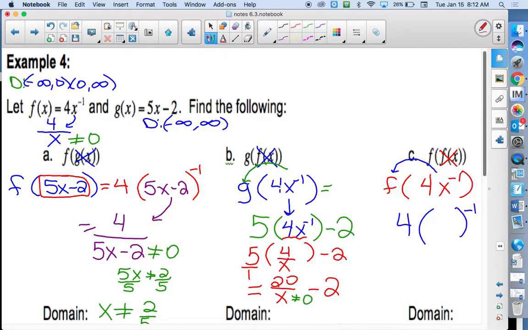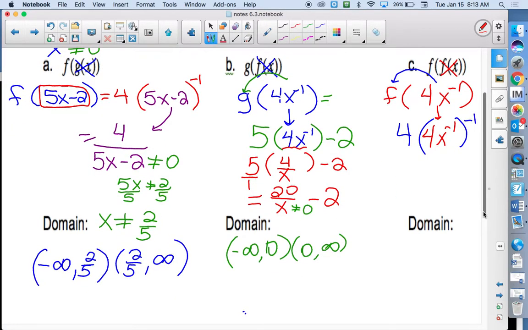So this is what my original equation is supposed to look like. Whatever's in parentheses is going to replace x. Because it says 4x, negative 1. So I have 4, something in here is x, and then the negative 1. And that something is 4x to the negative 1. So this is using composition of a function in the same function. Alright, this one's a little tricky.